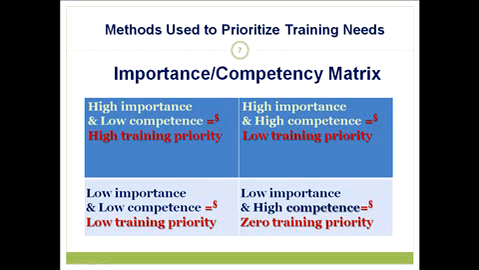Another method used to prioritize training needs is to look at the importance competency matrix. High importance and low competence equals high training. High importance and high competence equals low training priority. Low importance and low competence is low priority. If it's not important, but you have high competence, then you have zero training needs with respect to this process.